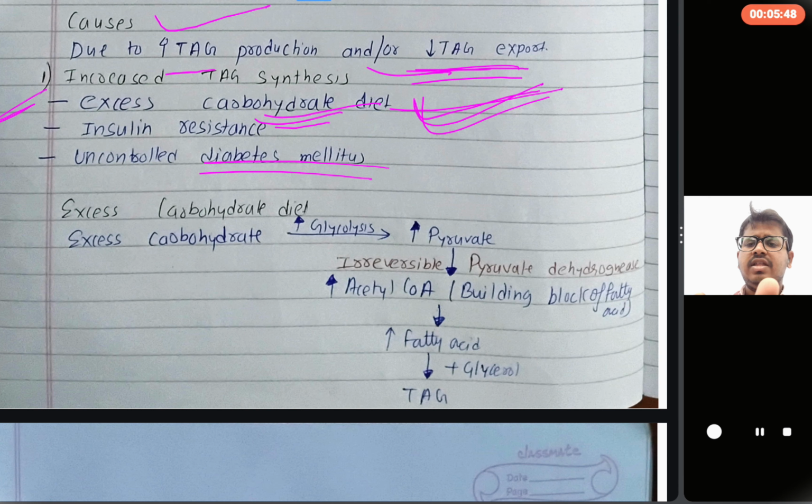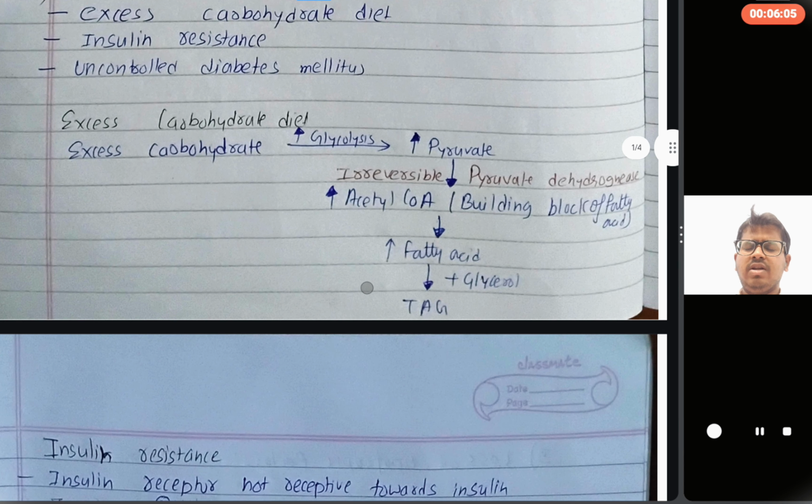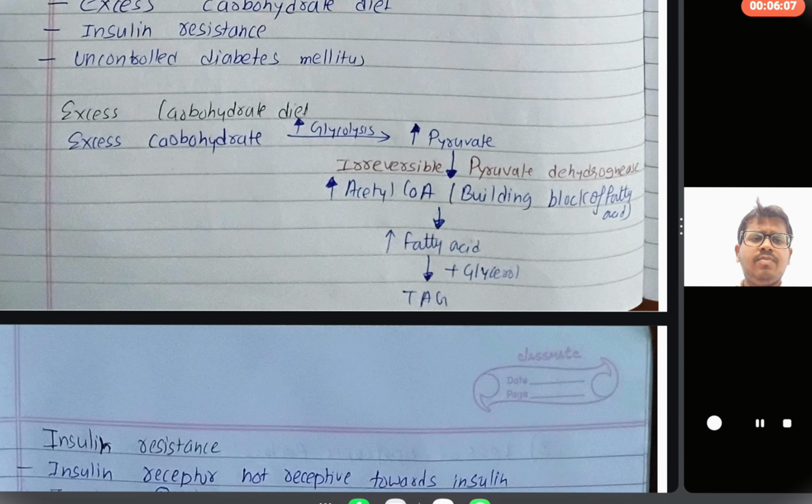Insulin resistance: three cases are there. One is excess carbohydrate, if a person is taking more and more carbohydrate; another is insulin resistance; third is diabetes mellitus. First of all, we see the excess carbohydrate diet. We will discuss each one by one. Don't stress, just relax and enjoy the lecture, and you will understand what I am trying to say, and the whole concept that is important for first year.